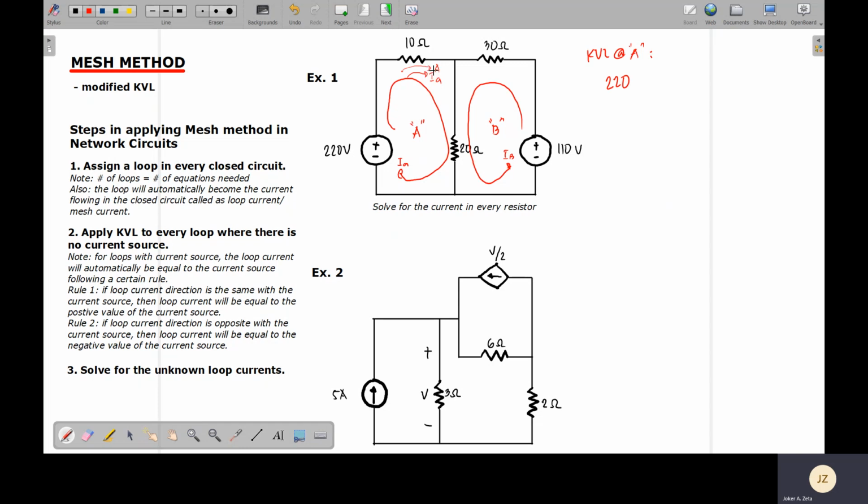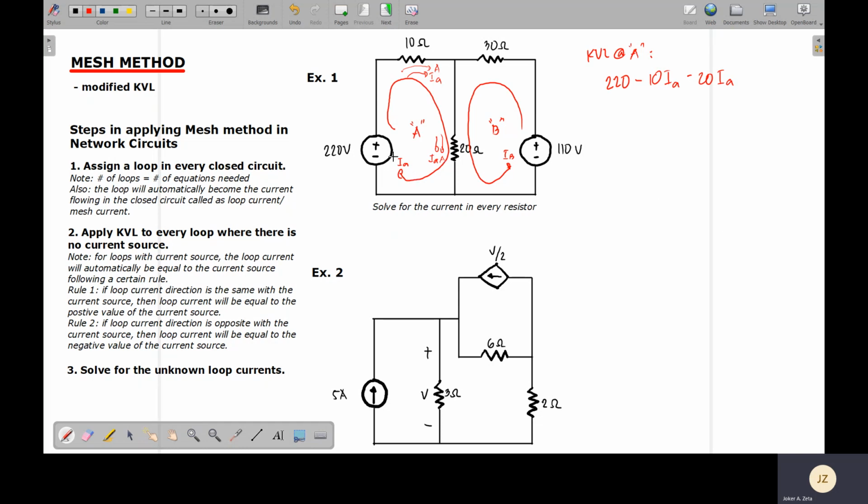Now recall, for the rules for KVL, if the direction of the loop and the direction of the current is the same, then the equivalent voltage will be negative. Therefore, in applying KVL on this 10 ohm resistor, you have negative 10 IA. Then the next flow of our loop A will be along the 20 ohm resistor. When loop A flows through the 20 ohm resistor, the loop direction will be going down. But again, this is not just loop A, but also loop current IA. Then you have the same direction for the loop and for the current flowing on the 20 ohm resistor. Therefore, the voltage on the 20 ohm resistor would be negative: negative 20 IA.